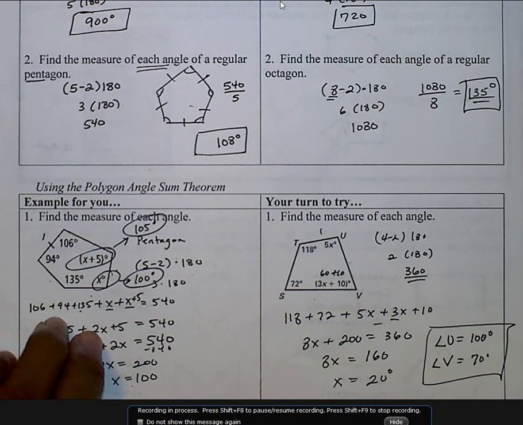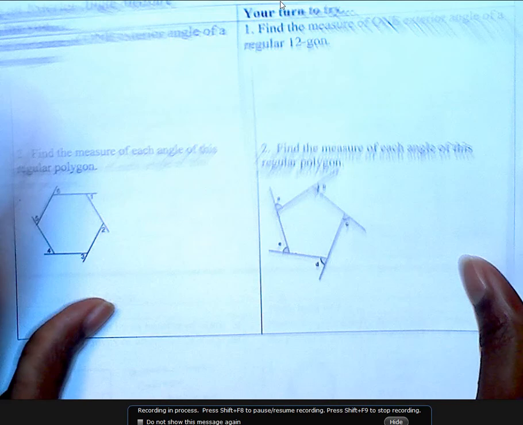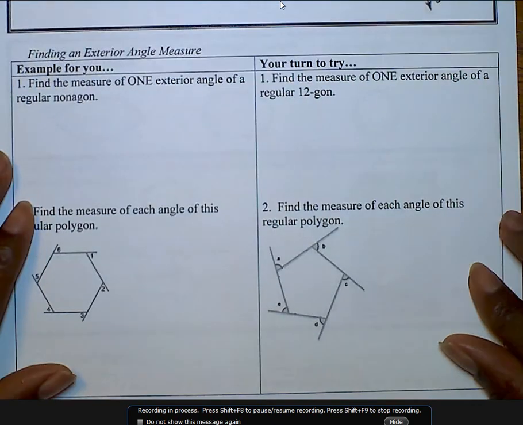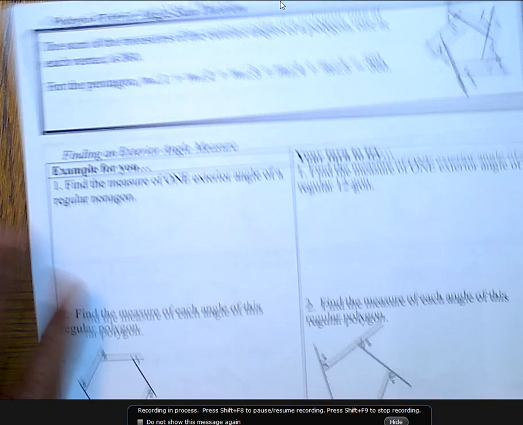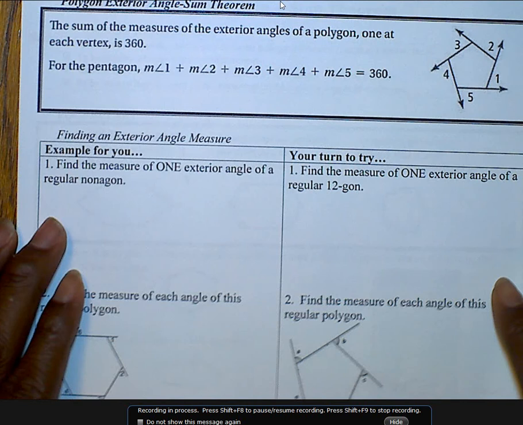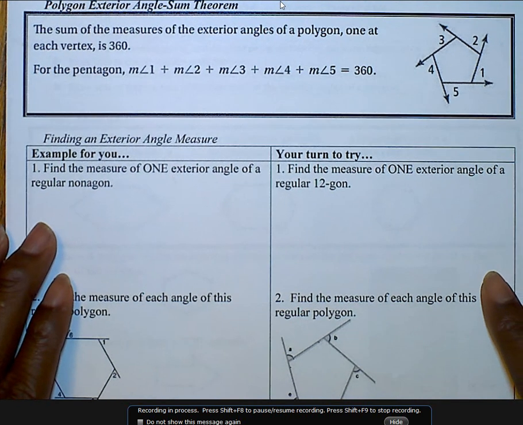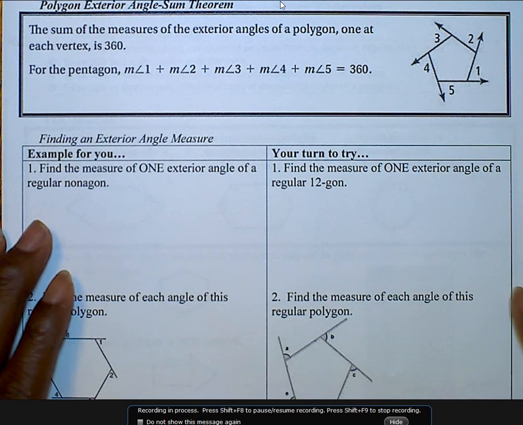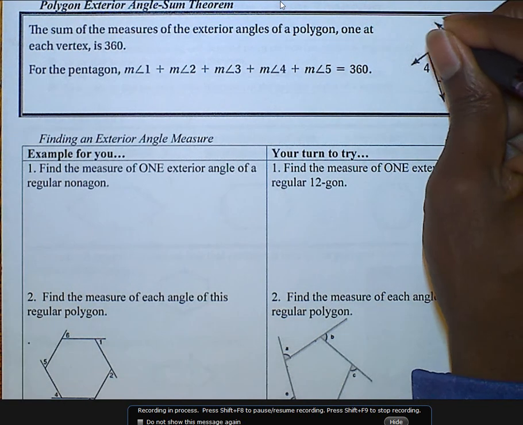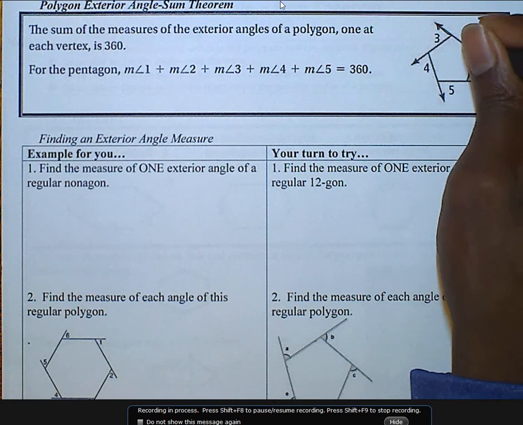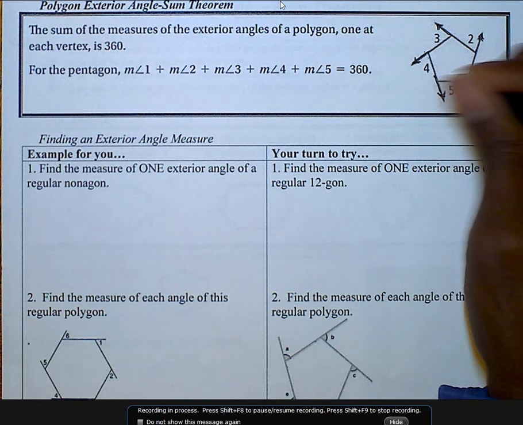Okay, rounding this off. The final theorem that we're going to talk about is the exterior angle sum theorem. The exterior angle sum theorem says this: the measure of the exterior angles of any polygon is 360 degrees. And so what you can see is that at each of the different vertices, singular and plural, we only use one angle.